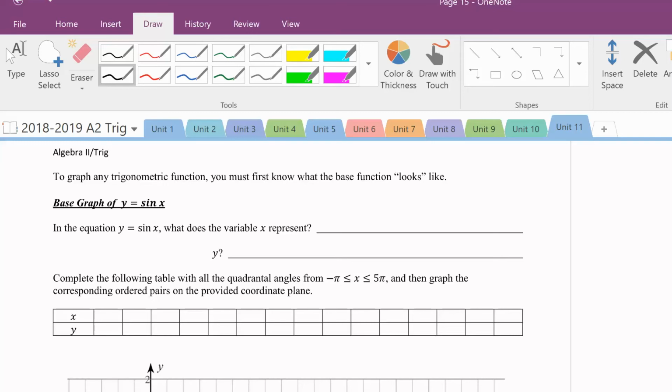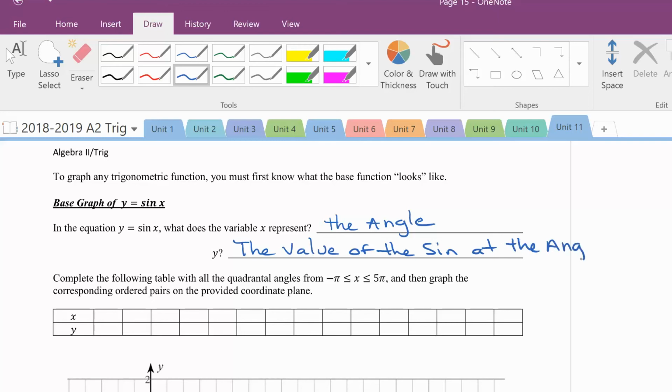In the equation y equals sine x, what does the x represent? Well, the x represents the angle, because if you put pi in there, sine of pi, pi is the angle. What does y represent? Well, y represents the value of the sine at the angle. So the x coordinate is the angle, the y coordinate is the value of the sine at that angle.